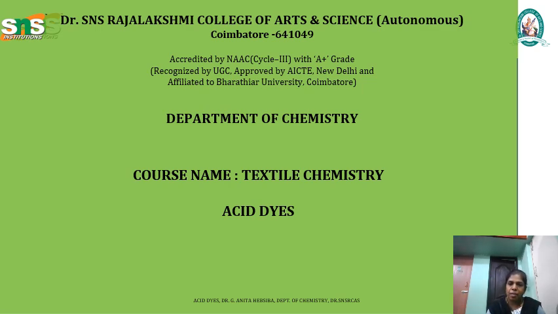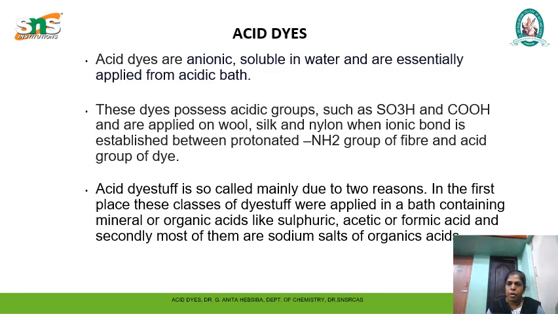We have been discussing the different types of dyes, and in this video, our emphasis will be on acid dyes. What are acid dyes? Acid dyes are anionic dyes which are soluble in water and are essentially applied from an acidic bath. So the dyeing bath will contain some acids, and the pH should be maintained.